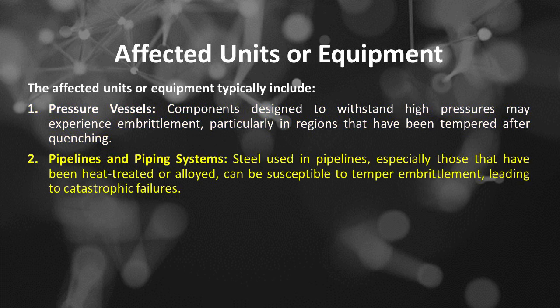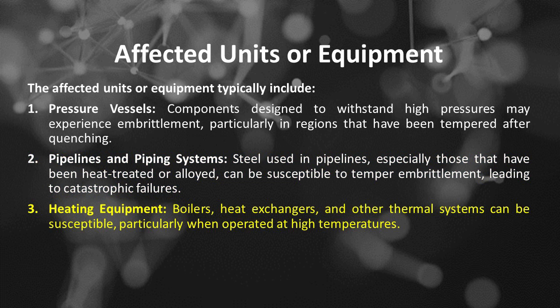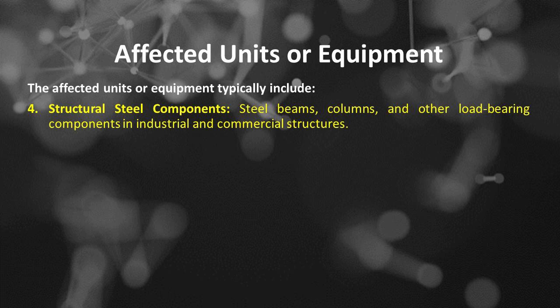Number 2 is pipelines and piping systems. Steel used in pipelines, especially those that have been heat-treated or alloyed, can be susceptible to temper embrittlement, leading to catastrophic failures. Number 3 is heating equipment. Boilers, heat exchangers, and other thermal systems can be susceptible, particularly when operated at high temperatures. Number 4 is structural steel components. Steel beams, columns, and other load-bearing components in industrial and commercial structures.